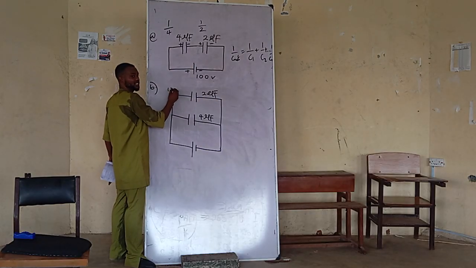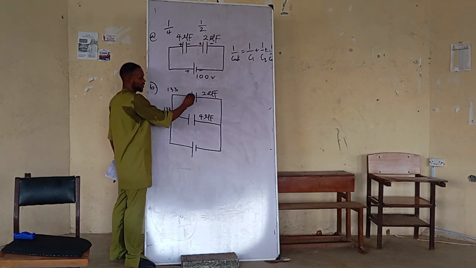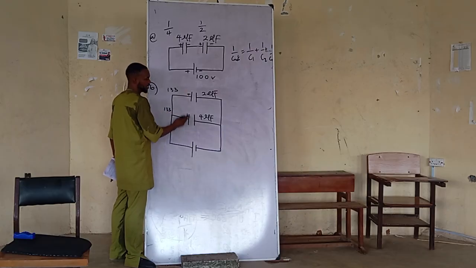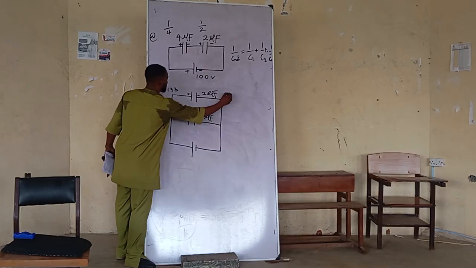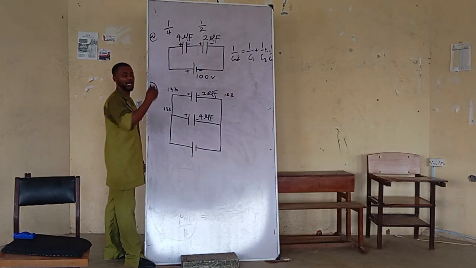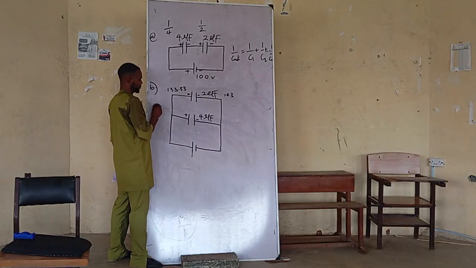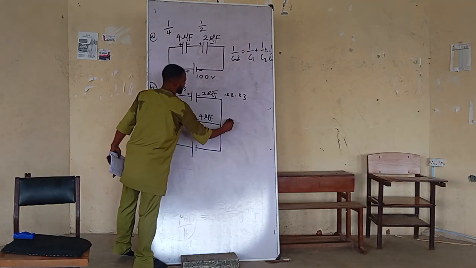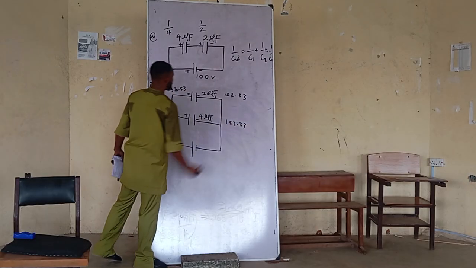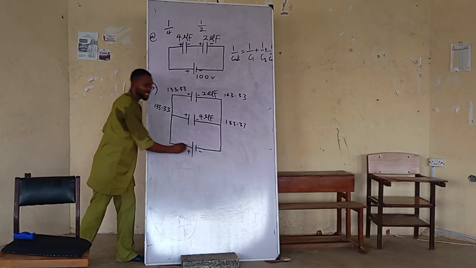So this one is 133, and this one is also 133. If we assume this side to be positive, this is 133; on this side, positive, 133. If we assume this side to be negative, this is 133. Once again, it will be 133.